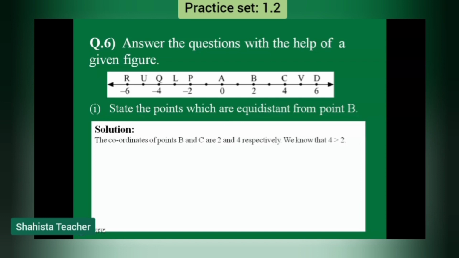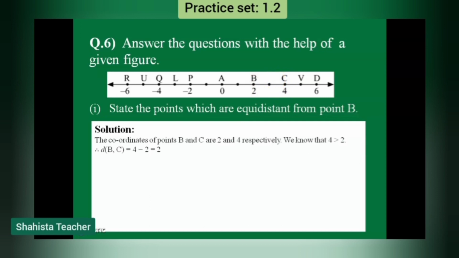So distance of B to C is 4 minus 2. What are we doing? We are taking the greater number first. So distance of B to C is 4 minus 2, which is 2. So distance of B to C is 2. So here we have found the first equidistance, B and C. Distance of B and C is 2.